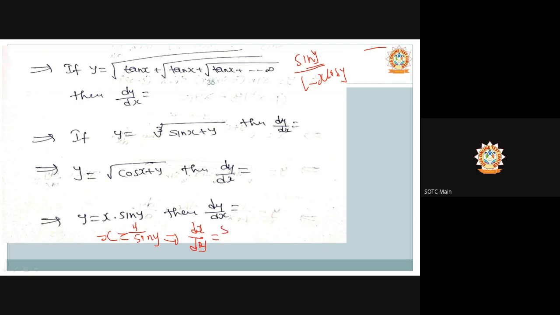That will come: sin y into 1 minus y into the differentiation of sin y, which is cos y, divided by sin square y. After this, what did they ask? dy by dx. You can take the reciprocal, so dy by dx is sin square y by sin y minus y cos y. Right? If you solve in this way, your answer will be purely in y, not x. So depending upon the answer, you need to proceed with this method for this kind of question only.